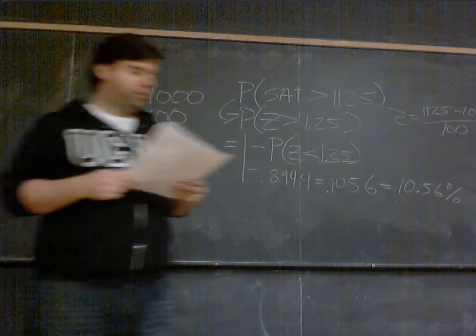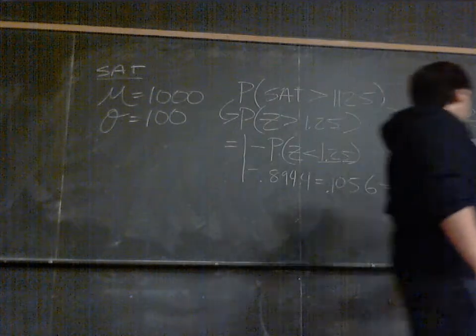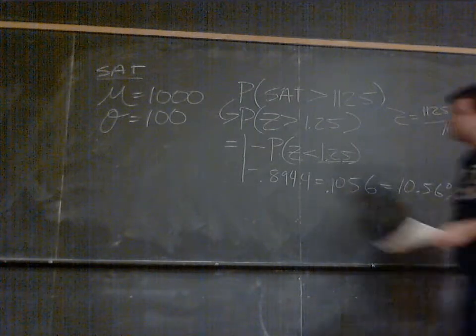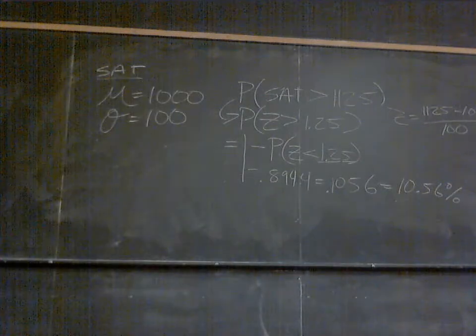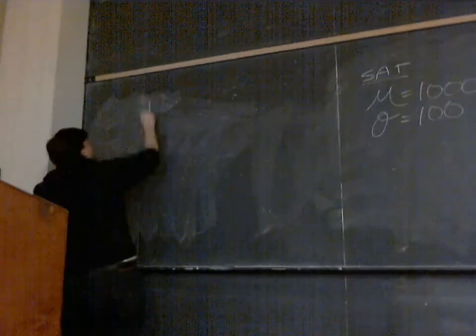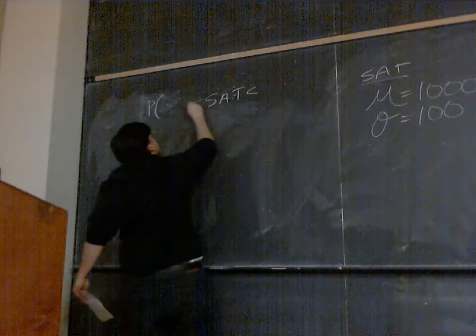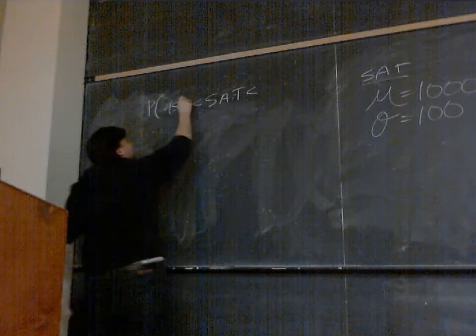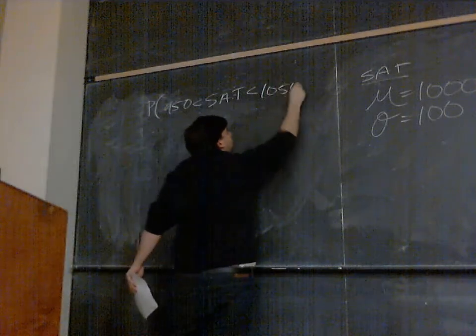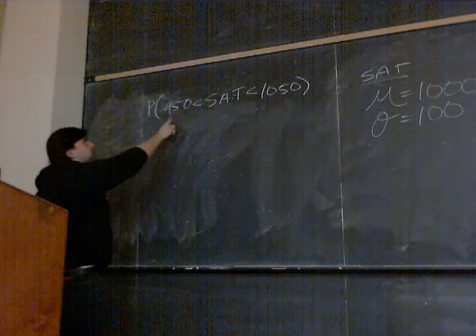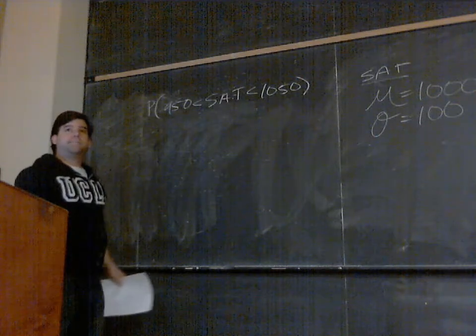Let's look at number 2, or part B. What proportion of students scored between 950 and 1050? Probability that an SAT is between those two values. What's my first step? Always z-score. So I have 2 z-scores now. I need one for each data value.